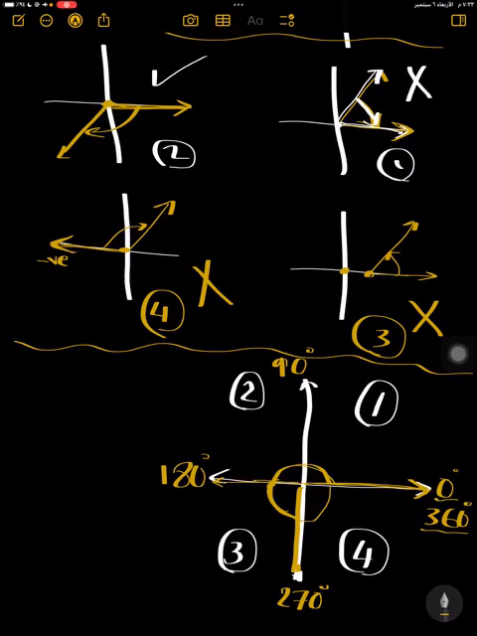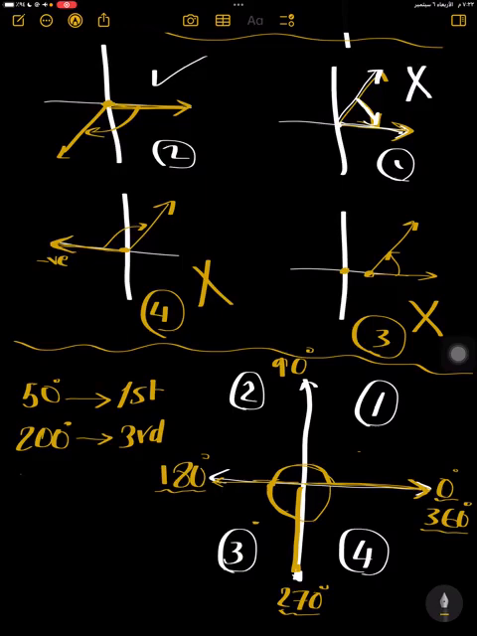Okay, if the measure of directed angle equals 50 degree, the terminal side is in which quadrant? Yes, because 50 is less than 90 and more than 0, the terminal side will be in the first quadrant. If we have angle of measure 200 degree, we want to know its terminal side in which quadrant. Because 200 is more than 180 and less than 270, this directed angle is in the third quadrant.